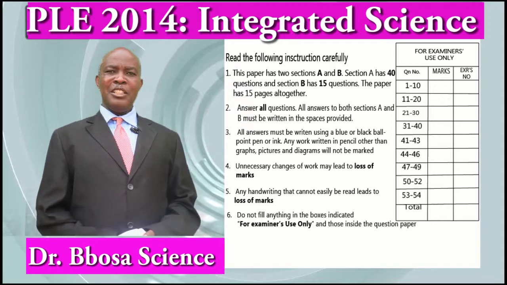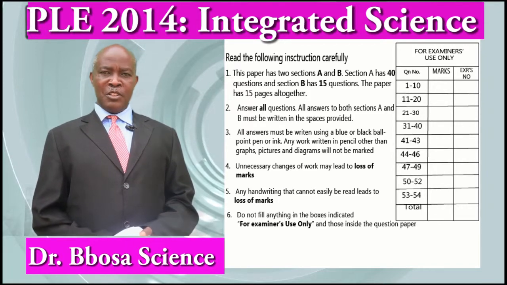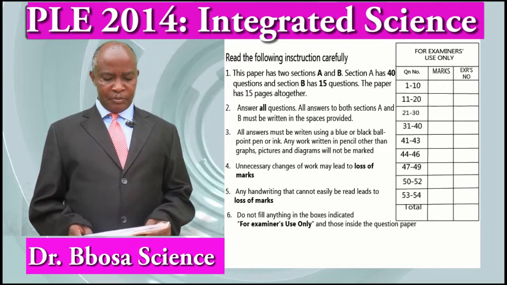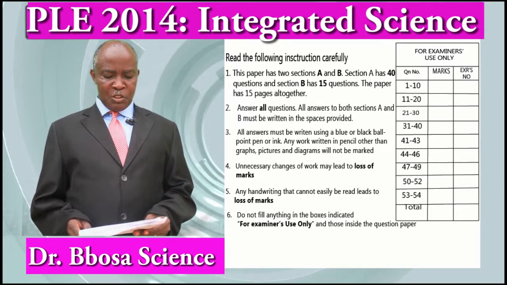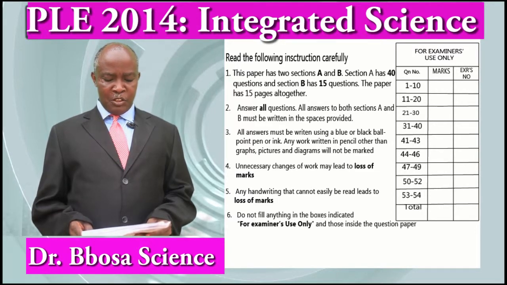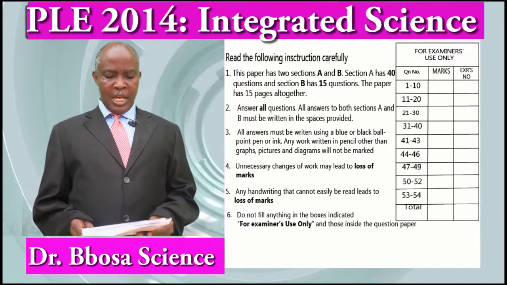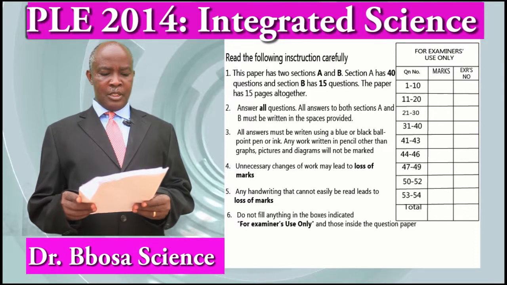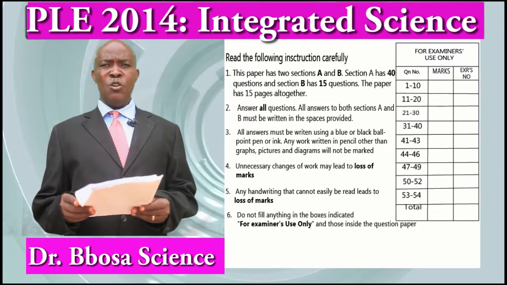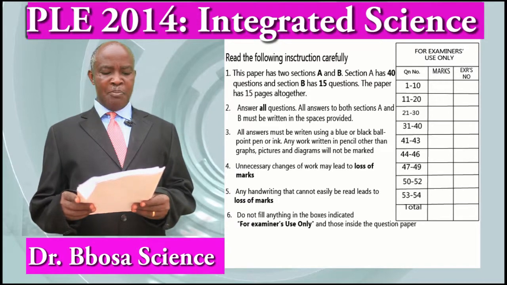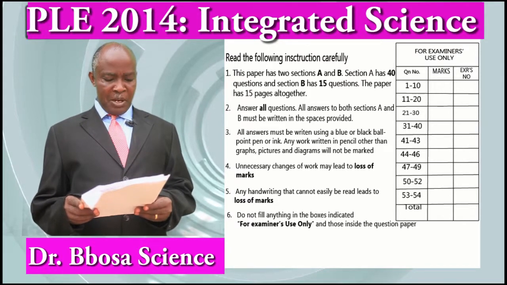Before you do any exams, you are required to read the instructions. Read the following instructions carefully. 1. The paper has 2 sections, A and B. Section A has 40 questions. Section B has 15 questions. The paper has 15 pages all together. If your paper has less than 15 pages, then it is not the right paper.